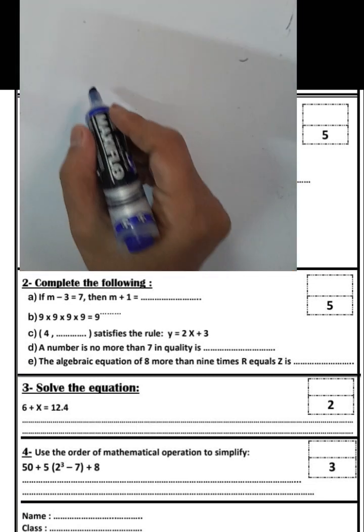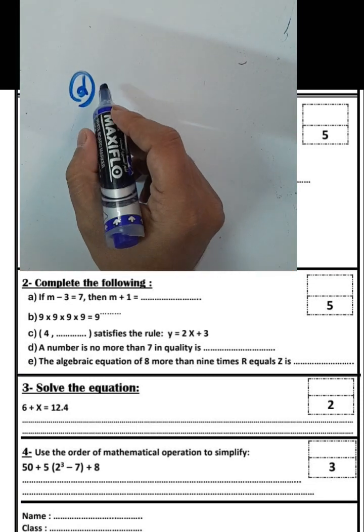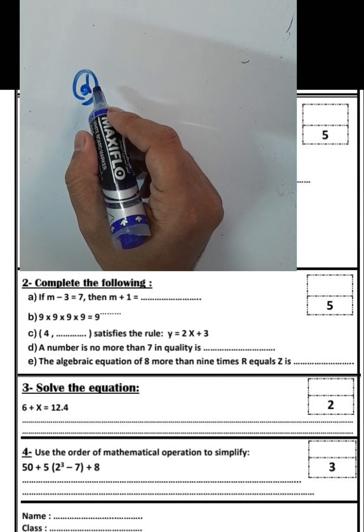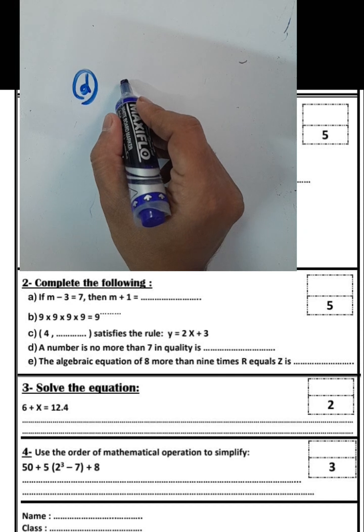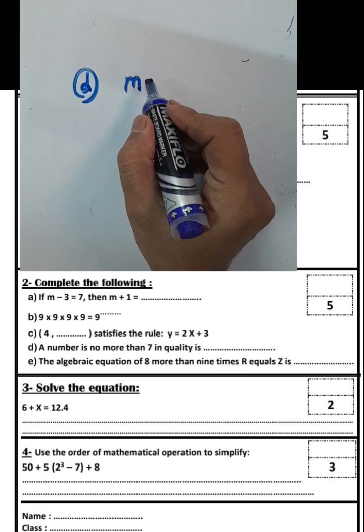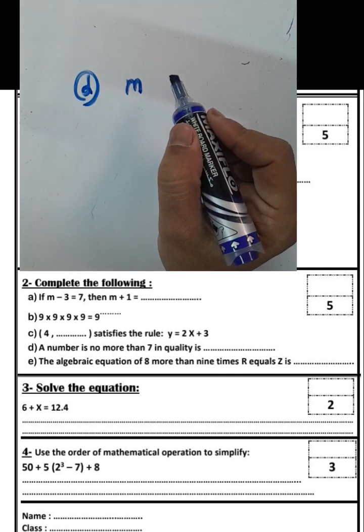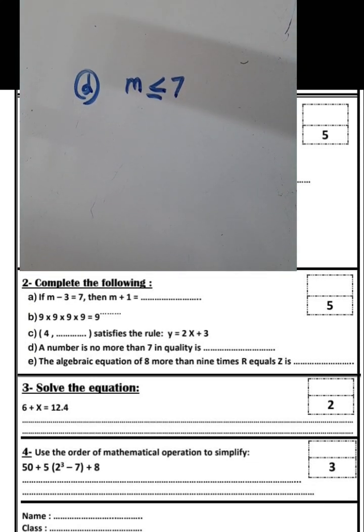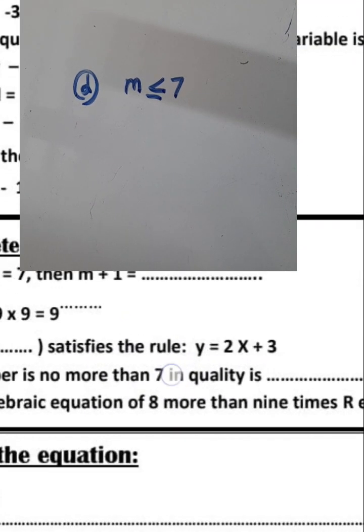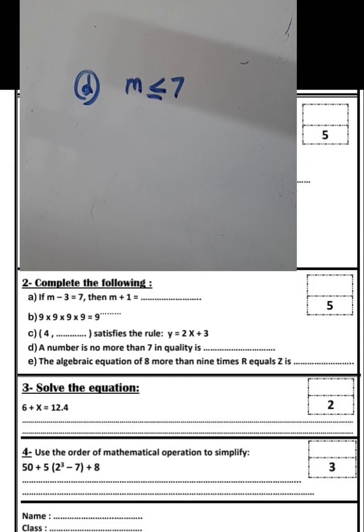Letter D. A number is no more than 7 in an inequality. We can write what? M. Here he gives us no more than 7. It will be less than or equal to 7. Again, no more than 7 means this number is less than or equal to 7.